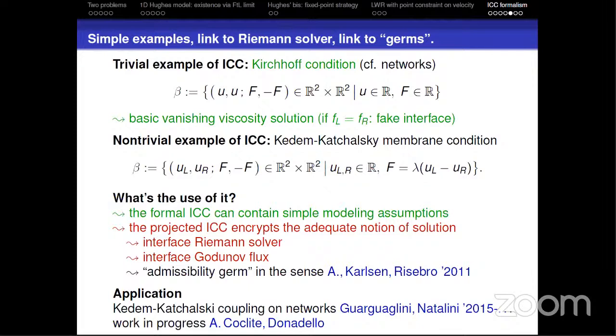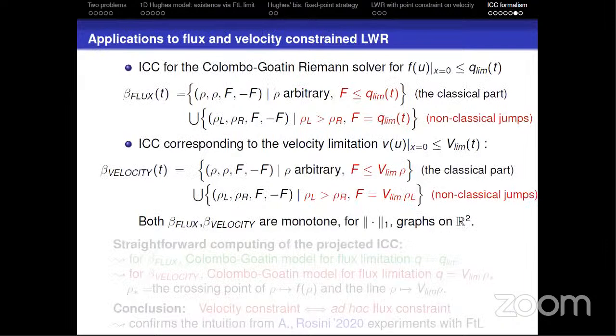You put the formal interface coupling condition, which will contain some simple modeling assumptions that are natural. And then you take the projection, and this brings you to the notion of solution through the interface Riemann solver, or through the interface Godunov flux, or through admissibility germs in the sense of the theory we developed with Kenneth Karlsen and Niels Risebro. And so my last point, I just go to the conclusion.